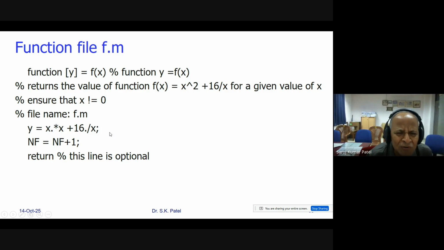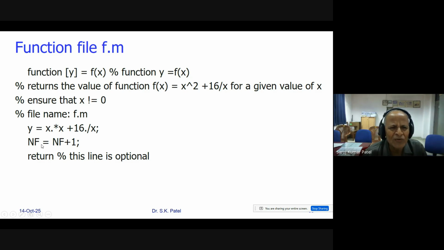What is the function you are going to calculate? So y is equal to x square plus 16 by x. So x square is nothing but x into x. In my computer program, multiplication is star, and since it is element-wise multiplication in MATLAB, it has to be preceded by a dot. Otherwise, it will be treated as a matrix multiplication. Plus 16 divided by x. So here also, the division is preceded by a dot.